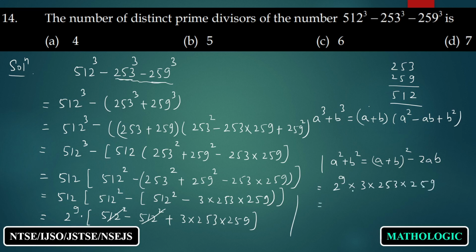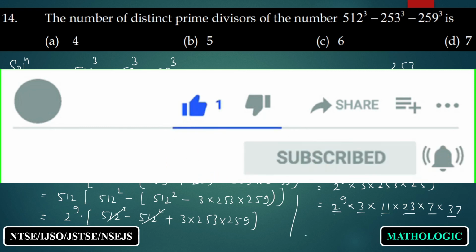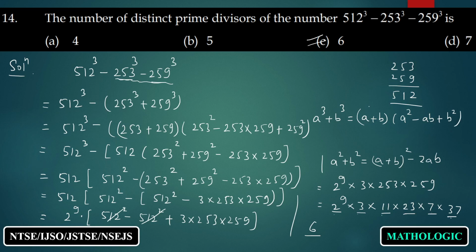Further, breaking this in terms of primes, we can write this as 2 to the power 9, 3, and 253. If I break 253, I can divide this by 11 and the other number will be 23. These are primes, we are done. Now 259, we can divide this by 7 and the other number will be equal to 37, which is also a prime. So now you can see how many primes are there. One prime is 2, one prime is 3, 11, 23, 7 and 37. How many primes are there? 1, 2, 3, 4, 5, 6. So 6 different primes are there which are divisors of this number. So we can say C is the correct answer for this problem, right?